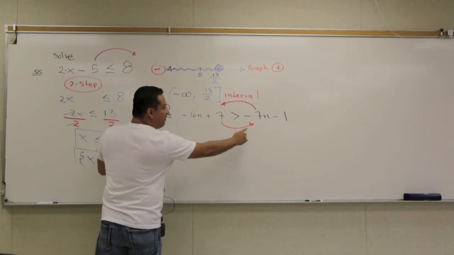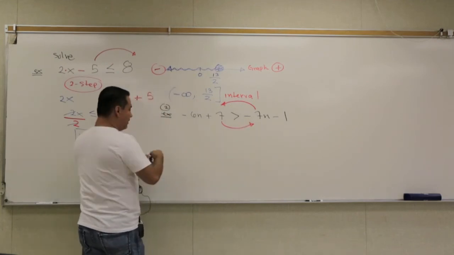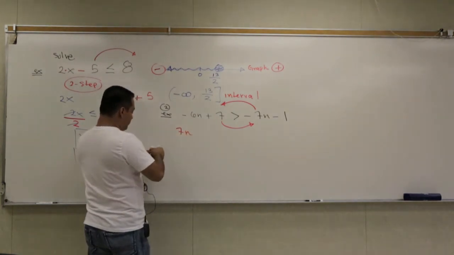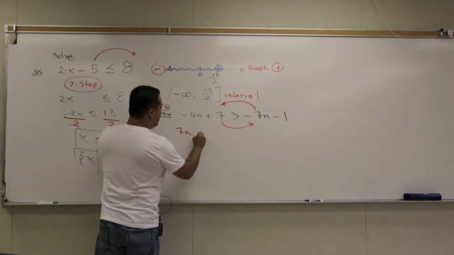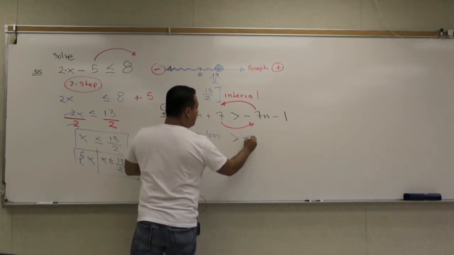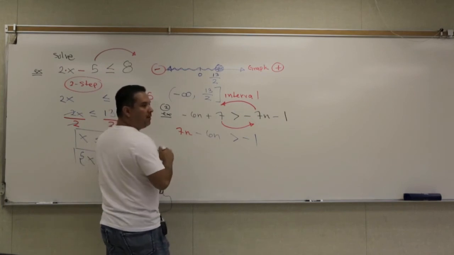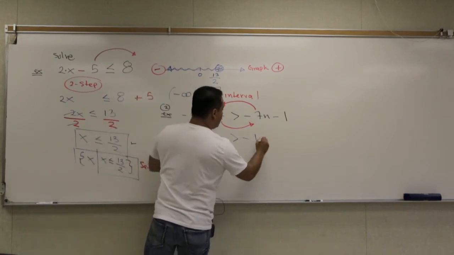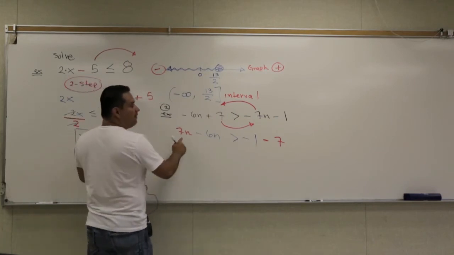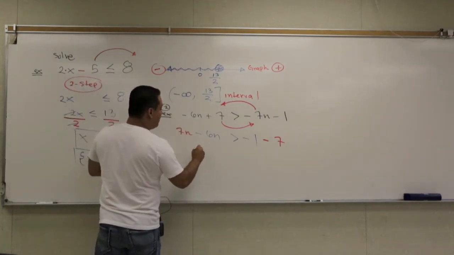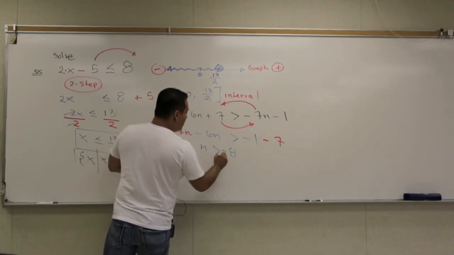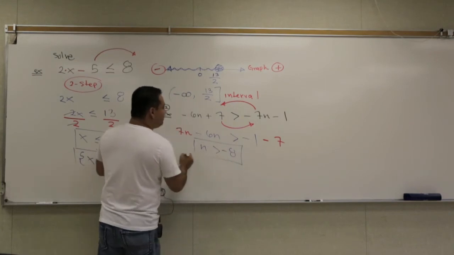So notice this. If I'm moving the negative 7n on the right, it's now what on the left? Positive 7n. And then what do you see here? Isn't this going to be a minus 6n greater than, what number's on the right over here? Negative 1. What's this, plus 7? It's going to be what now? Minus 7. So what's 7n minus 6n? Is that n greater than, what's negative 1 minus 7? Negative 8.